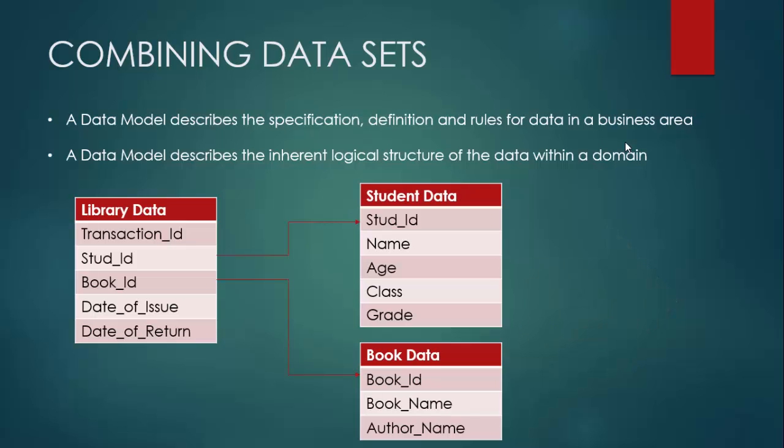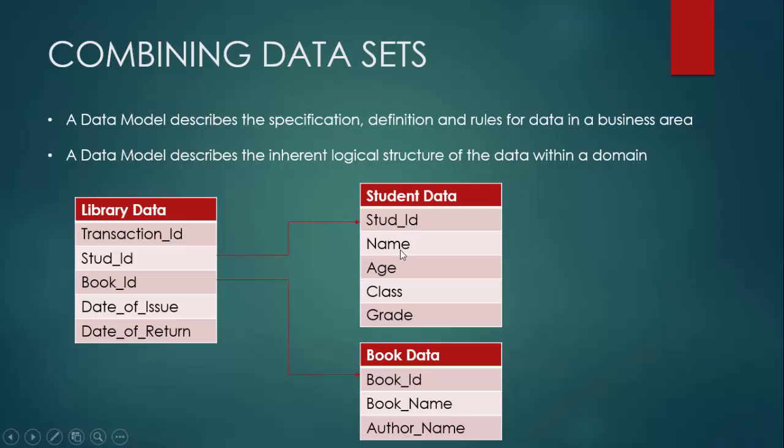A data model describes the specification, definition, and rules for data in a business area. It describes the inherent logical structure of data within a domain. In simple terms, it means that if I'm creating a data model for student data, I define the attributes or the fields which go into creating student data, and I create various conditions for them.